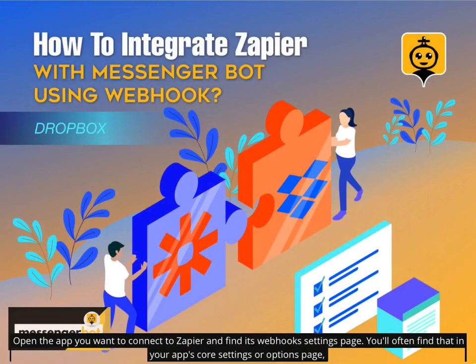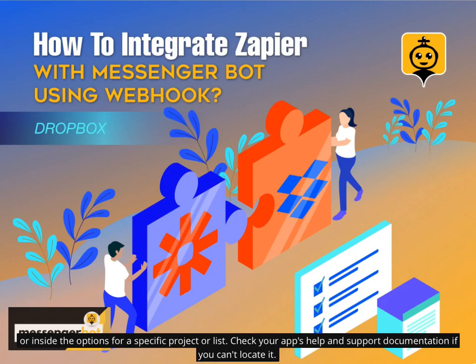Open the app you want to connect to Zapier and find its webhook settings page. You'll often find that in your app's core settings or options page, or inside the options for a specific project or list. Check your app's help and support documentation if you can't locate it.